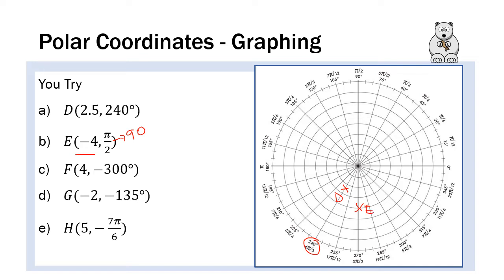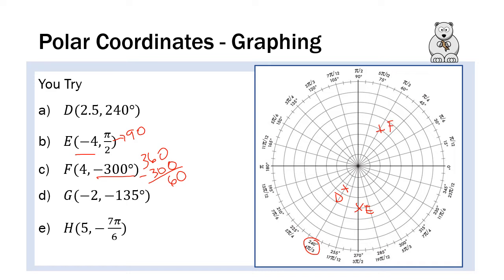Next, we have negative 300 for an angle. Well, 360 minus 300 is 60. So we're going to go to 60, go negative 300 to 60, and 4 rings out. So 1, 2, 3, 4 right there. That would be F.